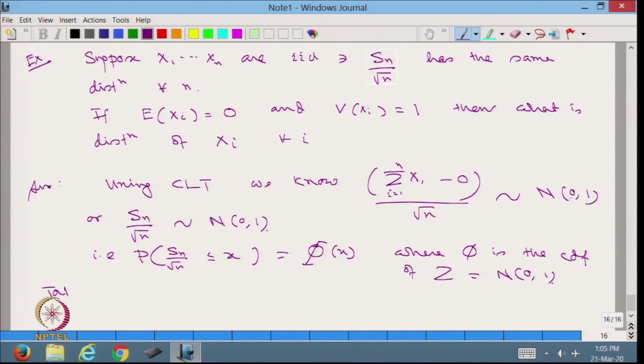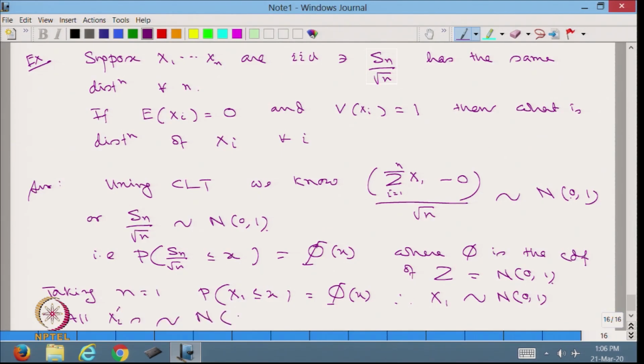Taking n equal to 1, the probability x1 less than or equal to x is equal to phi x. Therefore, x1 is distributed as normal 0 1. Therefore, all xi's are distributed as normal 0 1.